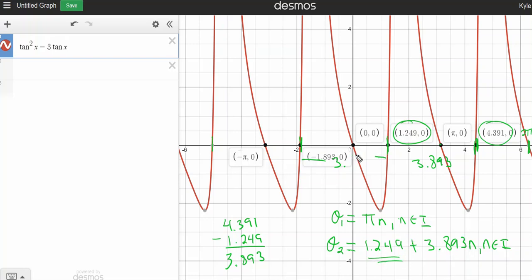We're starting here, and we're either adding 3.893 or we're subtracting 3.893. And then in multiples too, right? So 2 times that would get you to the next point, way over there, off the screen. And then way over there if we went -2, okay? So that's the idea there. So there's our 2 solutions for that one.